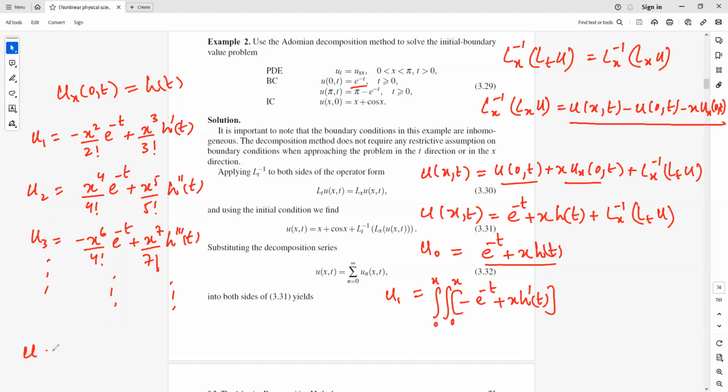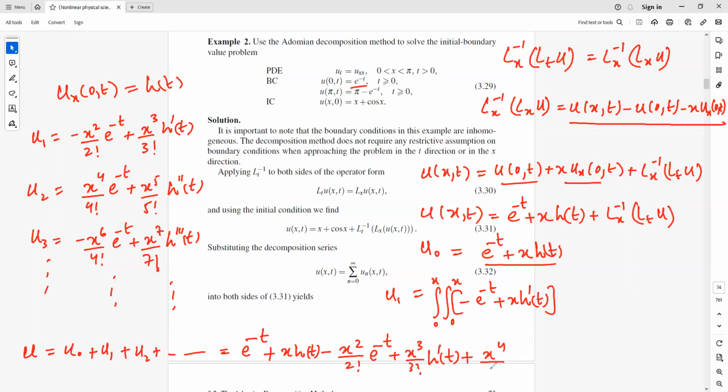So now u equals u naught plus u1 plus u2 and so on. So that is equals to u naught is e to the power negative t plus x h of t. And then u1 is negative x squared over 2 factorial e to the power negative t plus x cube over 3 factorial h prime of t plus u2 is x to the power 4 over 4 factorial e to the power negative t plus x to the power 5 over 5 factorial h double prime of t and so on.